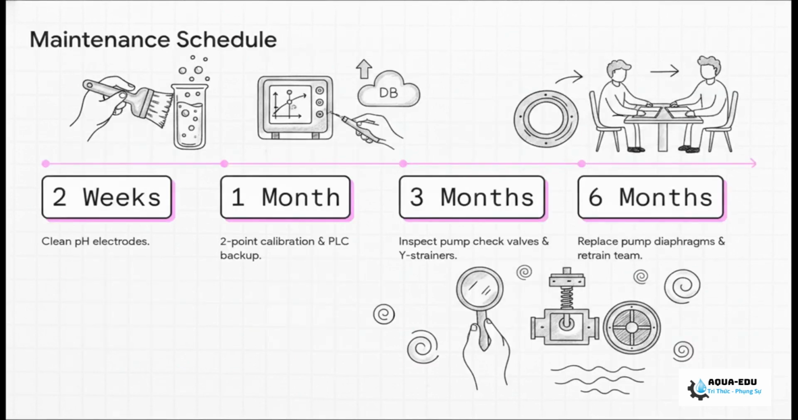And that brings us to the golden timeline for preventative maintenance. I promise you, if you stick to this schedule, you'll stop 90% of these incidents from ever happening in the first place. Every 2 weeks, clean those pH electrodes. Every month, perform a proper 2-point calibration and back up your PLC program. Every 3 months, tear down and inspect the pump check valves and the Y strainers. And every 6 months, replace those pump diaphragms and retrain your entire team using this exact troubleshooting manual.